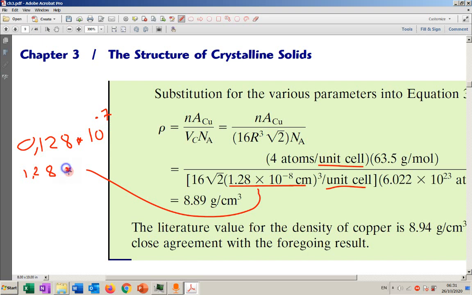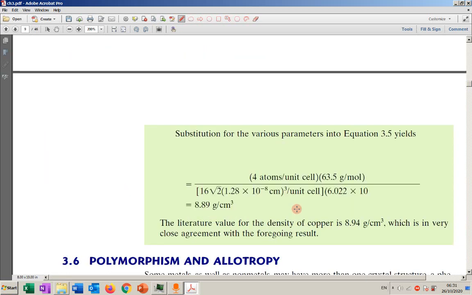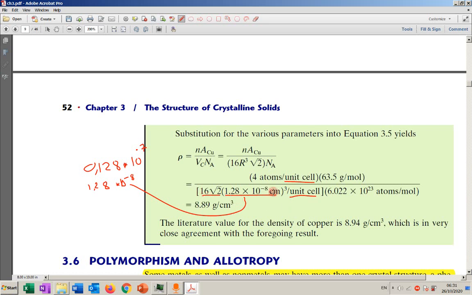You can write it like this, 10 to the power minus 8. Even you can make it 12.8 times 10 to the power minus 9, or 128 times 10 to the power minus 10. That's also possible. Okay, this is the cube for that side, and then this is the volume. It will be the cube of the volume, then multiplied by the Avogadro number, and this is the atomic weight, and you will get a density of 8.89 gram per centimeter cube.